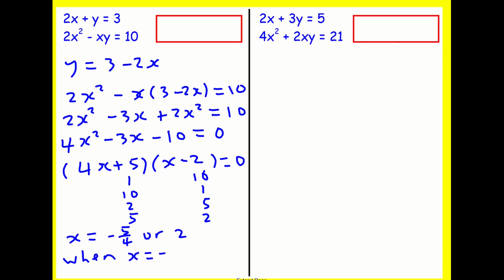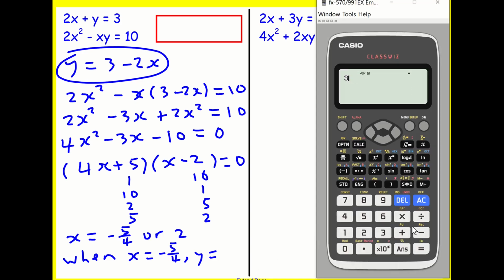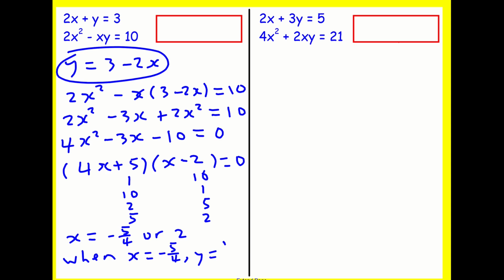And when x is equal to minus 5 over 4, y will equal, and I'm going to substitute it back into this one here, 3 minus 2 times minus 5 over 4, which gives 11 over 2. This one is going to be 3 minus 4, so it's going to be minus 1. Okay, we're done. We've solved another one.